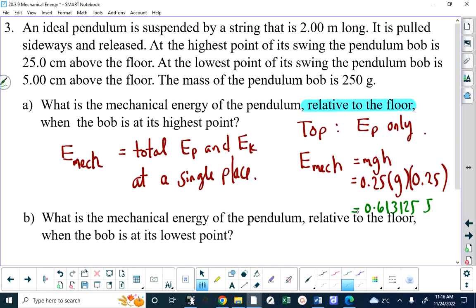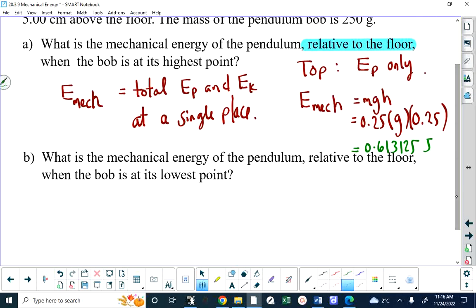What is the mechanical energy of the pendulum relative to the floor when it's at the lowest point? Who can tell me the answer to that question? It's the same number, right? It's not asking you to do anything beyond that. With these introductory examples and warm-up questions, I'm trying to get you used to the fact that you need to pay attention to words like mechanical or kinetic or potential. Mechanical means anywhere the sum of potential and kinetic. And if it's an isolated system, it will be the same everywhere.